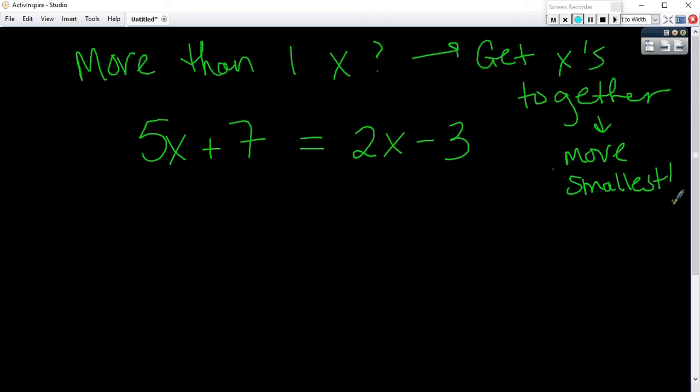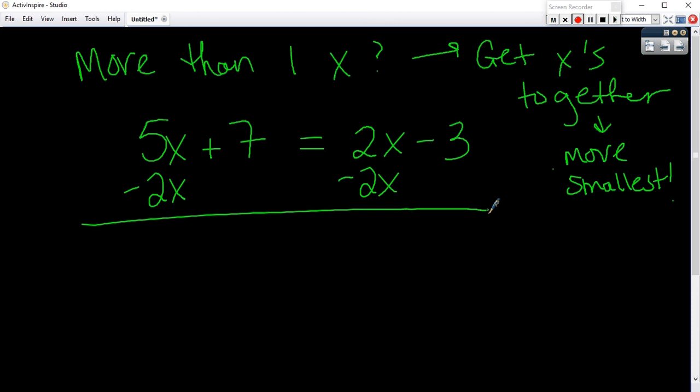So move the 2x. To move the 2x, I need to do what? How do I move it? Subtract, right? Subtract it out. It can only be subtracted with the 5x because they need to be like terms, so it goes with the x. What's 5x minus 2x? 3x plus 7. The 2x's are gone here, so now I've got that negative 3. Confused? Good? Okay. All right.